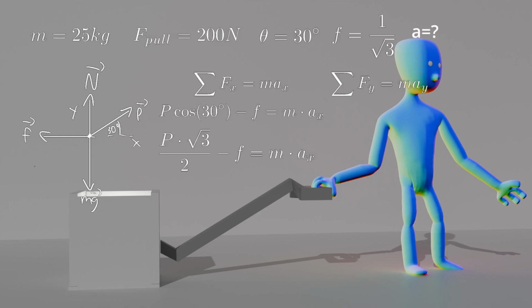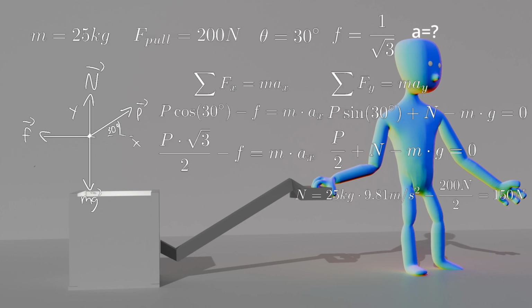Now let's look at the y-axis, so the vertical forces. The normal force and P point up, while the weight points down, which is why we get P sine of 30 degrees plus the normal force minus the weight is equal to 0. Why is it 0? It's because the vertical acceleration is 0 due to the box lying on the ground. Sine of 30 degrees is 1 over 2, so we get the pulling force over 2 plus the normal force minus the weight is equal to 0. If we now plug everything in, then we get about 150 newtons for the normal force.